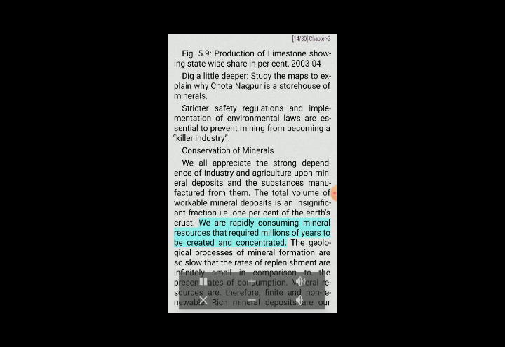We are rapidly consuming mineral resources that required millions of years to be created and concentrated. The geological processes of mineral formation are so slow that the rates of replenishment are infinitely small in comparison to the present rates of consumption.